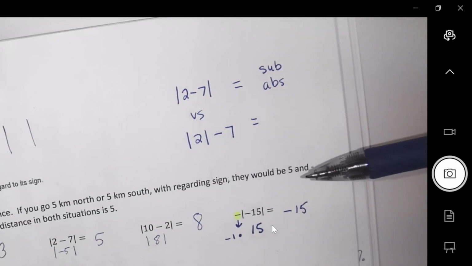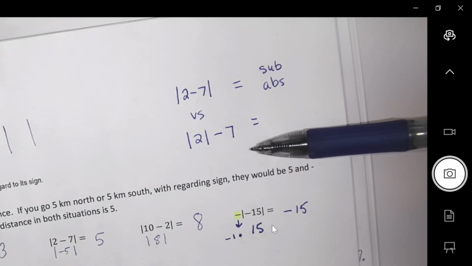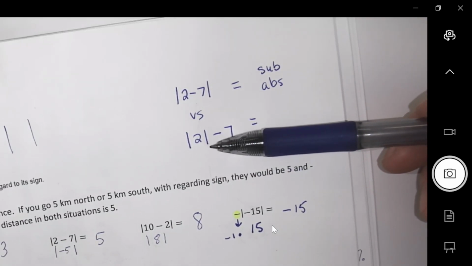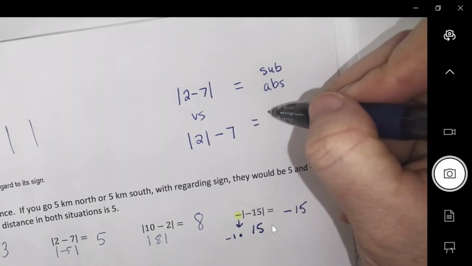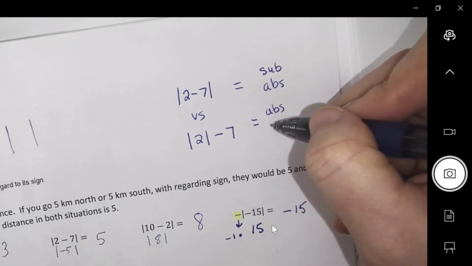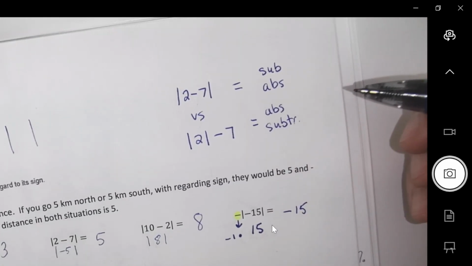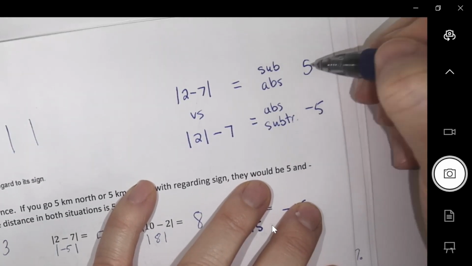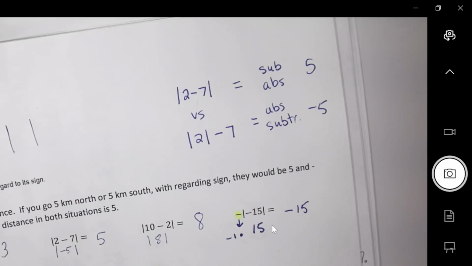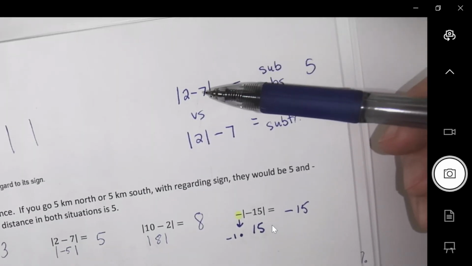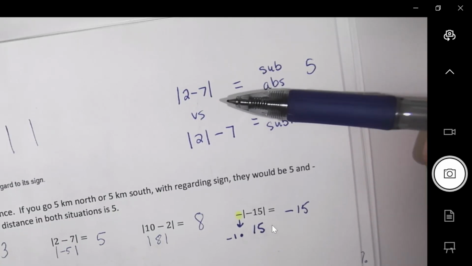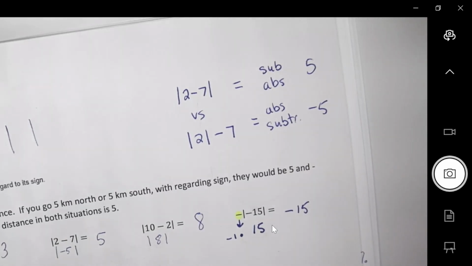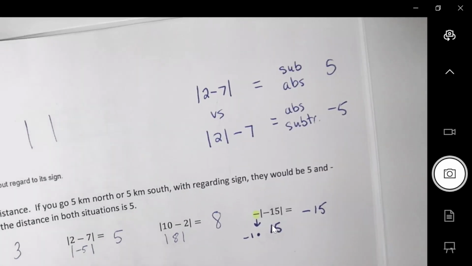So what's the difference if I write something like this? It would mean what's the absolute value of 2 and then subtract 7. So this would be the absolute value of 2 and then I'm subtracting 7 because it's out of the bracket. So this one would be a negative 5 and this one ended up being a positive 5, right? Do you see the difference in how I'm saying that? This is the absolute value of 2 minus 7 and this is the absolute value of 2, then minus 7. So it's treated mathematically like a bracket.